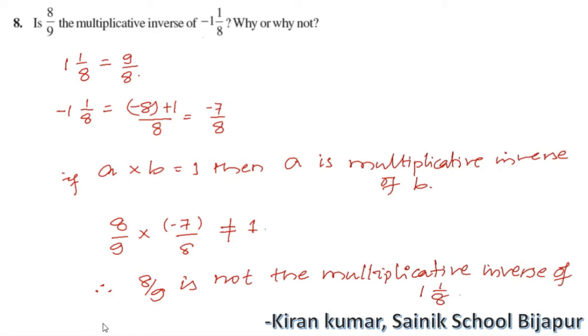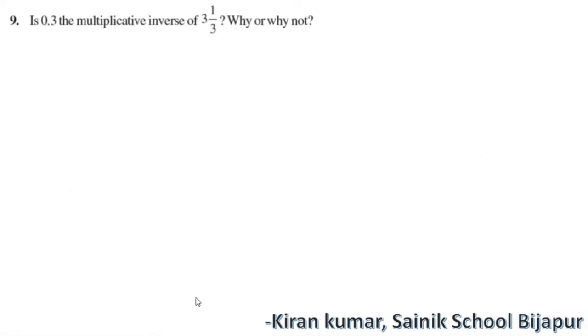Hello students, let us continue the session on rational numbers. In the previous session we had solved exercise 1.1 till question 8. Now the ninth question: Is 0.3 the multiplicative inverse of 3 1 by 3? Why or why not?